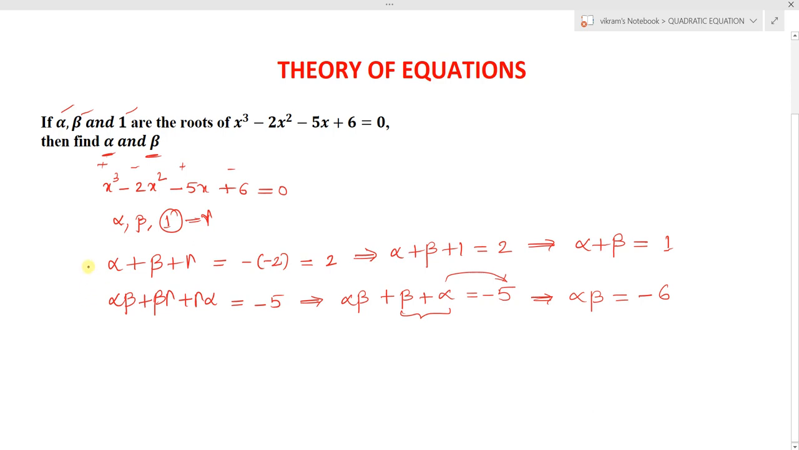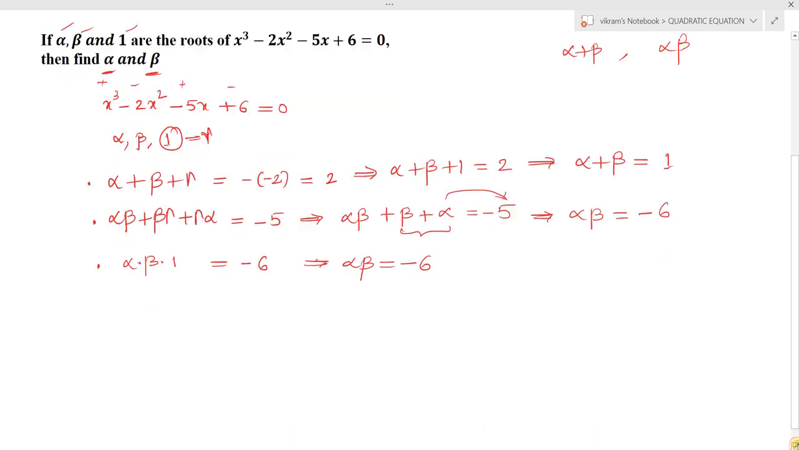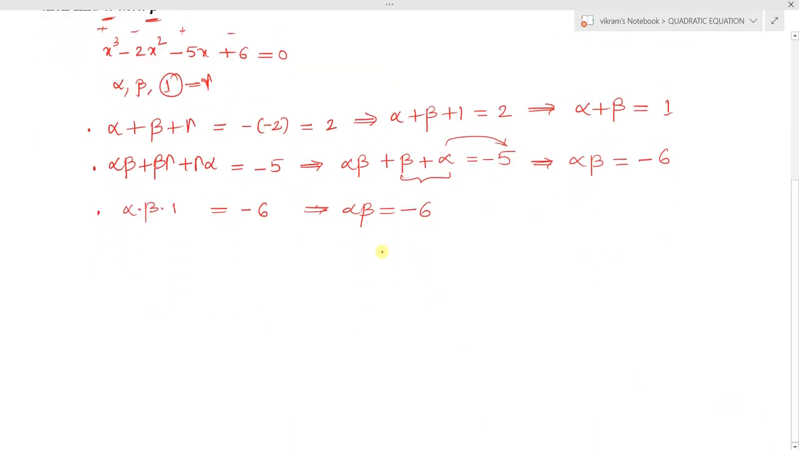Otherwise, the third condition is the product of all the roots. Alpha beta gamma, with gamma equal to 1, equals minus d by a, which is minus of plus 6, that is minus 6. So again we obtain alpha beta equals minus 6. Now alpha plus beta is known and alpha beta is known, so if we find alpha minus beta, we can find alpha and beta individually.